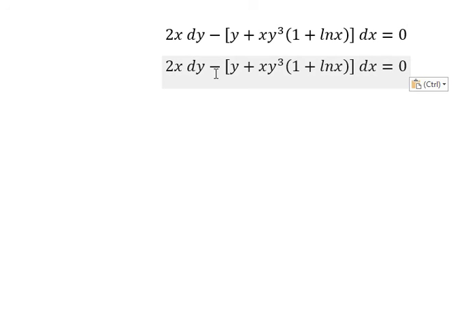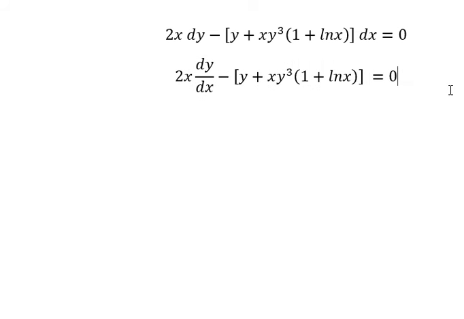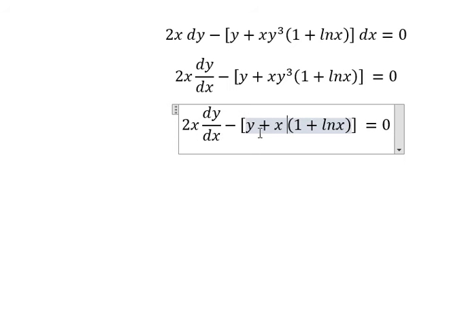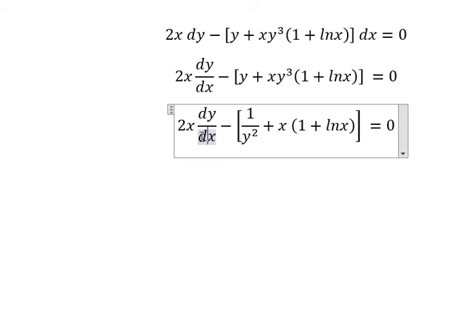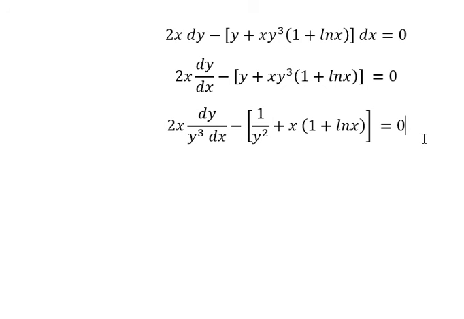We need to divide both sides by dx. Next, we need to divide by y to the power of 3 for both sides. Now we have 1 over y squared and dy over y to the power of 3 dx. This is about Bernoulli's equation.